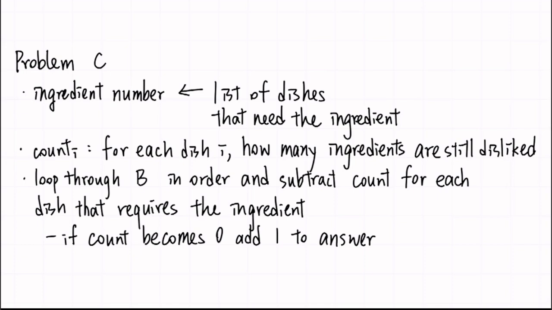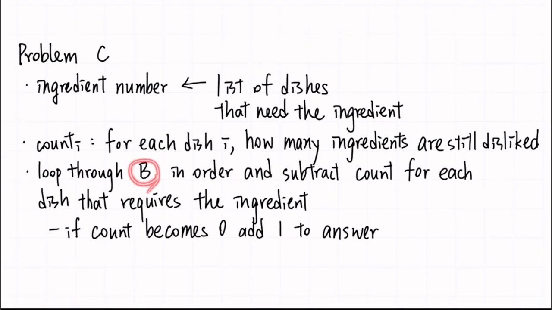And after we store these two values, we can loop through B again, which is the order that Snook overcomes his dislike for the ingredients, and then we can subtract the count for each dish that requires the ingredient. So what this means is that for each ingredient, we can loop through the list of dishes that need the ingredient.